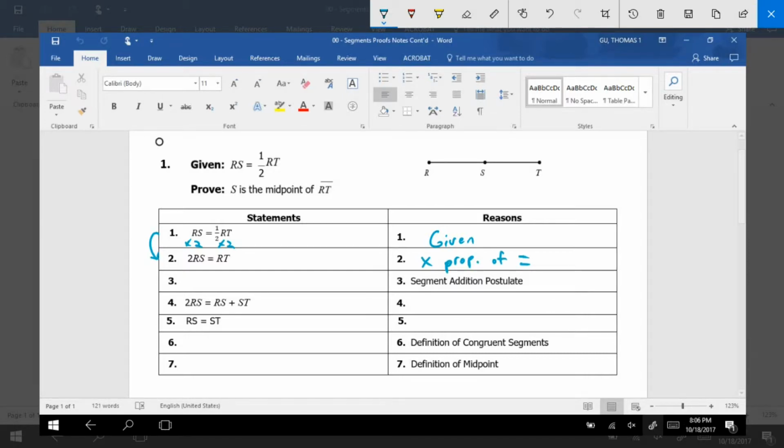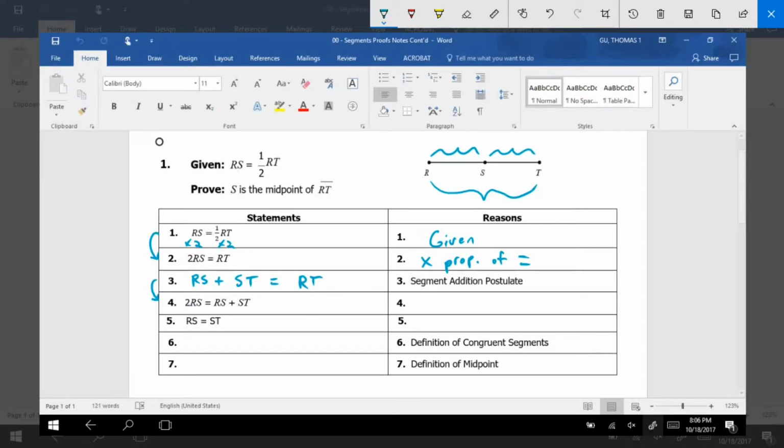All right, next. They're showing that the reason is the segment addition postulate. So if you look at the other page, or look at where you have the segment addition postulate written down, you'll see that it would say that RS plus ST equals RT. That's saying this part right there plus this part, ST, equals the whole thing, RT.